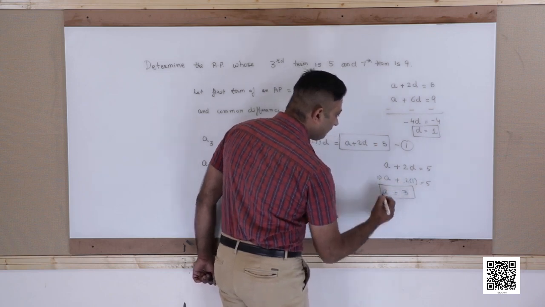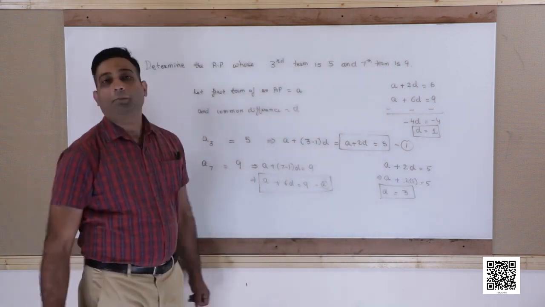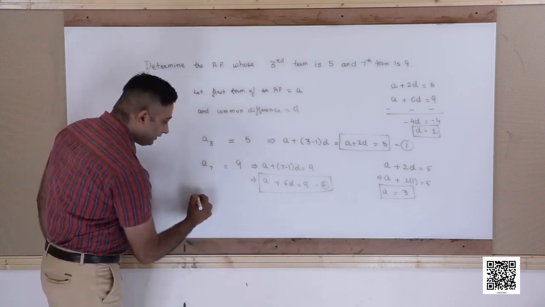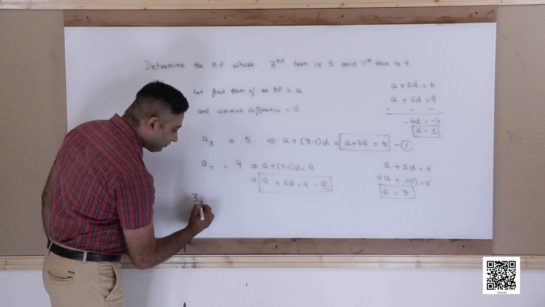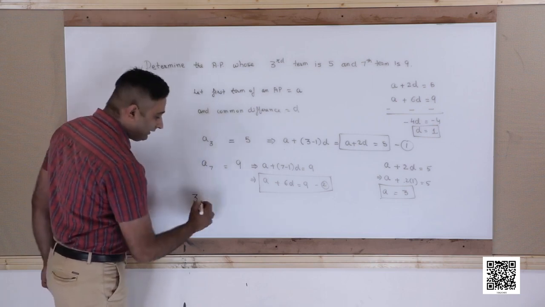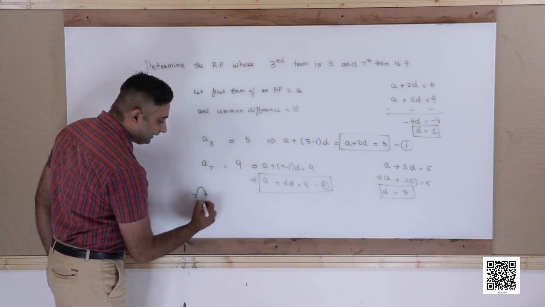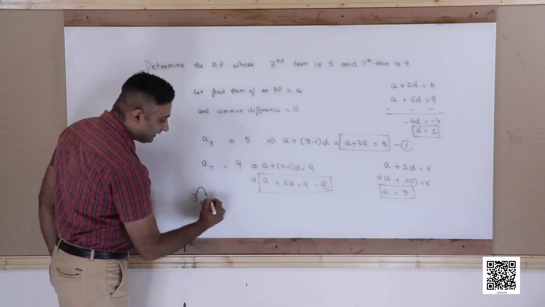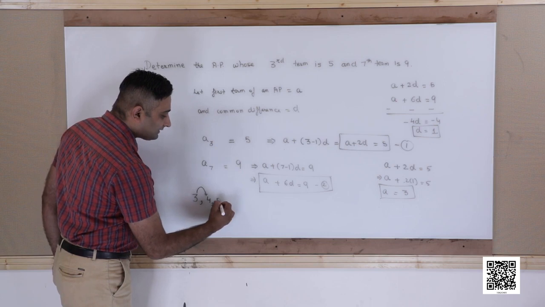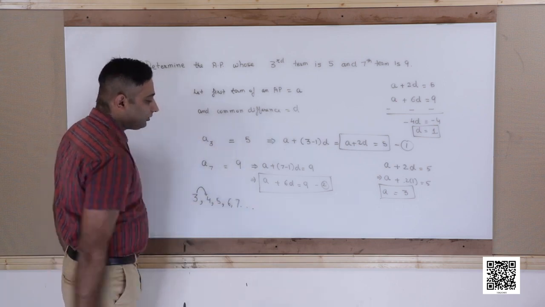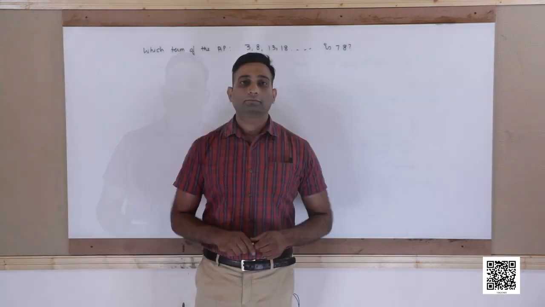Now we got the first term and the common difference of the AP. That means the first term is 3 and the common difference is 1. That means we will add 1 to the consecutive terms. The first term is 3, the next term will be 4 and the next term will be 5 and so on will be the terms of this AP.